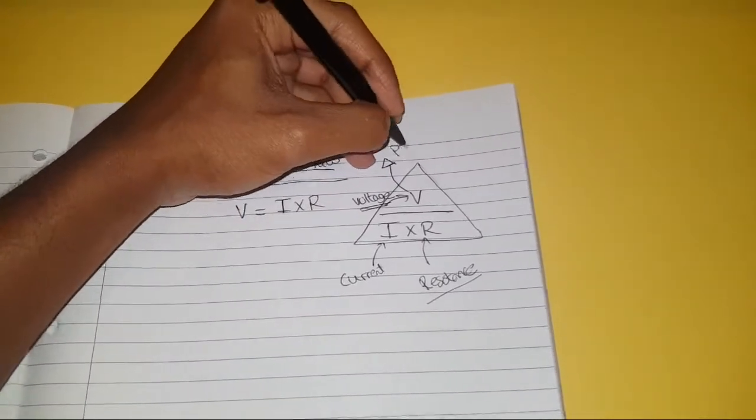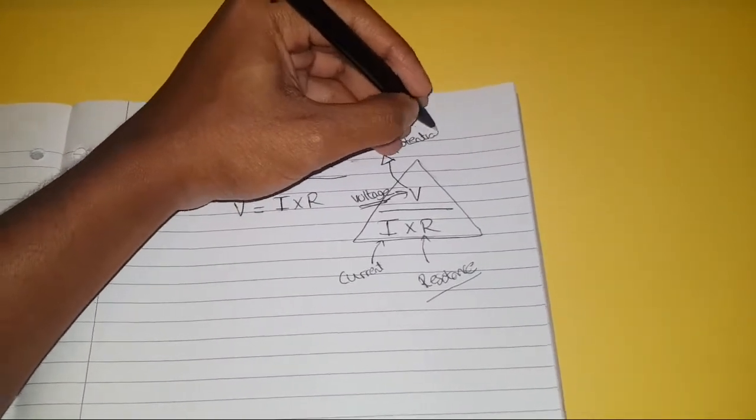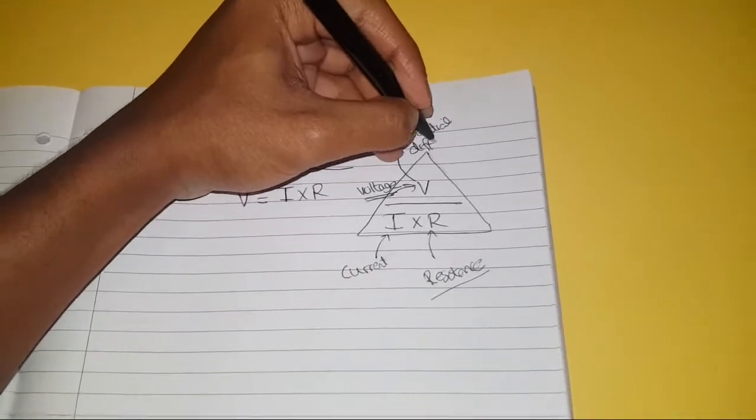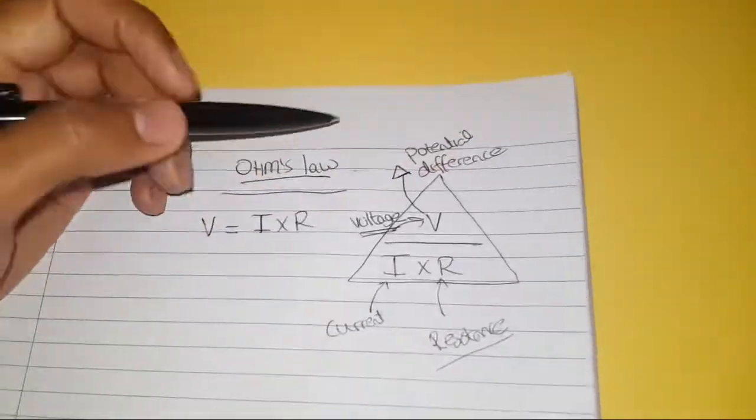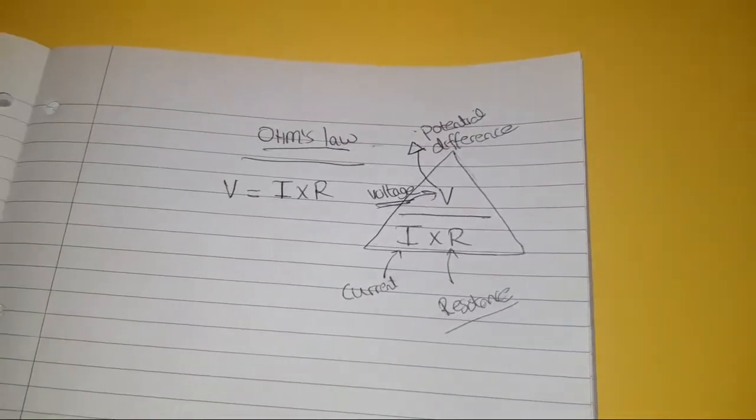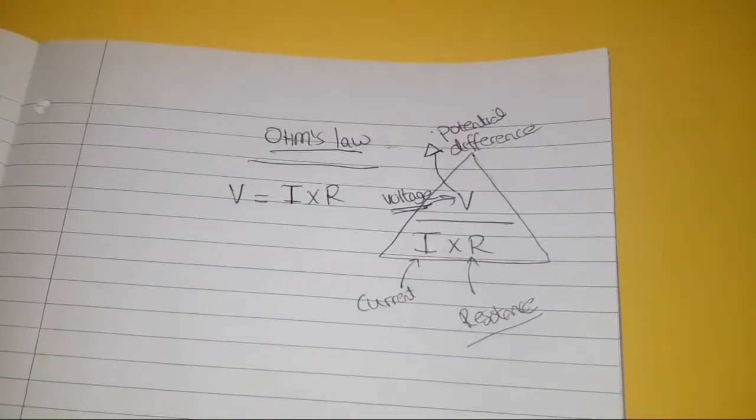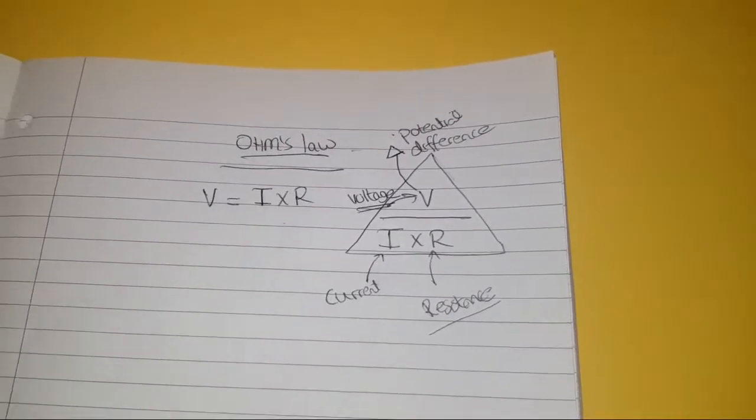So instead of voltage, they might use this word. Very important, because if you see this in the exam, you're probably thinking, what the hell? But it's the same thing as voltage. Potential difference is another word for voltage.